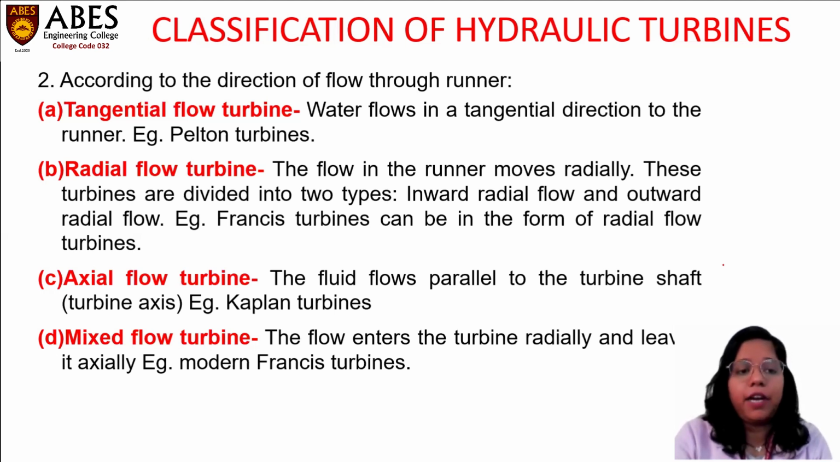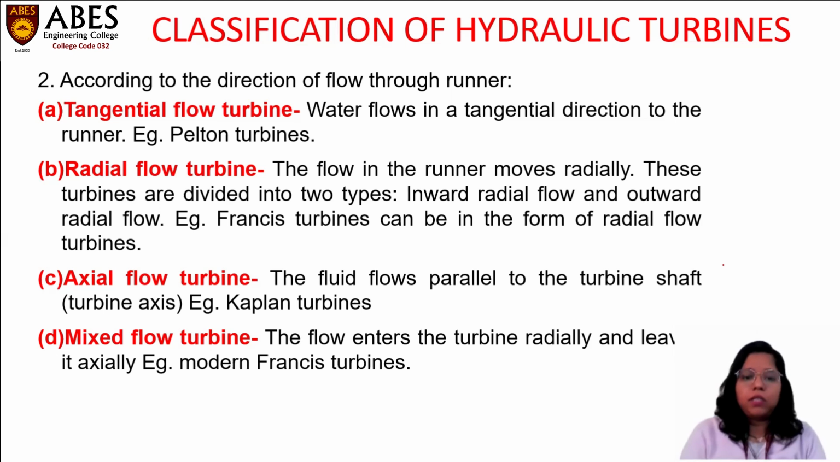The second one is radial flow turbine, when the flow direction of the water is radial direction of the runner. When the flow in the runner moves radially, these turbines are further divided into two types. One is inward radial flow and another one is outward radial flow. Francis turbine can be an example of radial flow turbines.